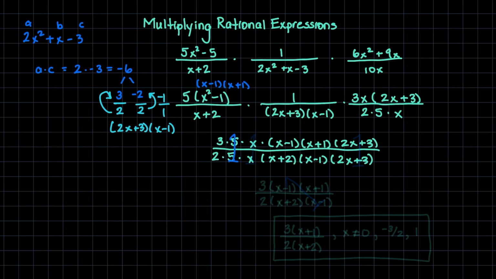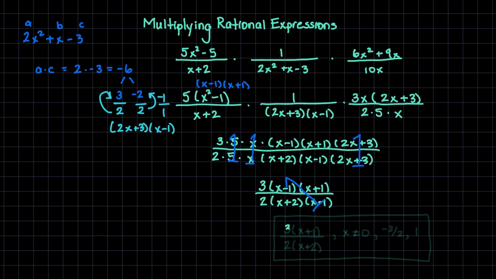Common factor of 5 simplifies to 1. Common factor of x simplifies to 1. Common factor of 2x plus 3 simplifies to 1. So we're left with 3 times x minus 1 times x plus 1 all over 2 times x plus 2 times x minus 1. And see, I missed, we also have a common factor of x minus 1. It's a good thing sometimes to double check your answer at the end, because sometimes there's so much going on you forget common factors to simplify.